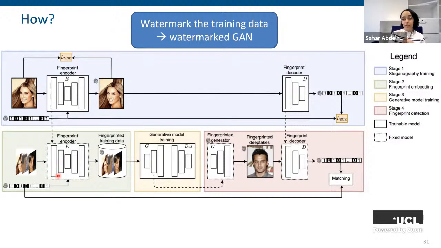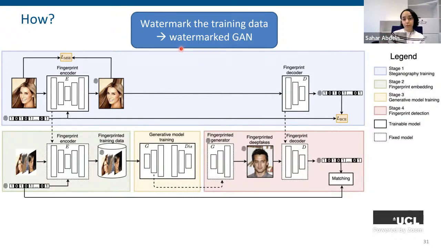It turned out that there is a really simple way to do it, and at the same time, it's really effective. We did it through watermarking the training data. We found that if we watermark the training data without introducing any changes to the GAN, this will lead to a watermarked GAN, and this will lead to a watermarked output.